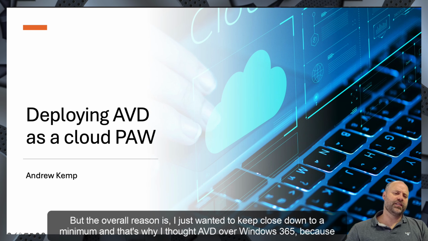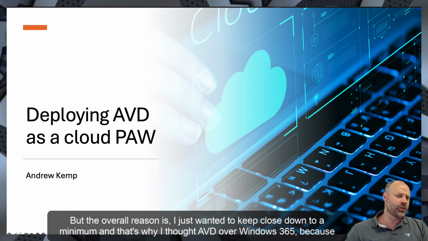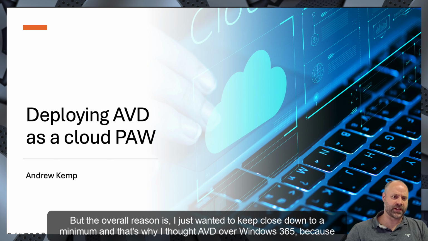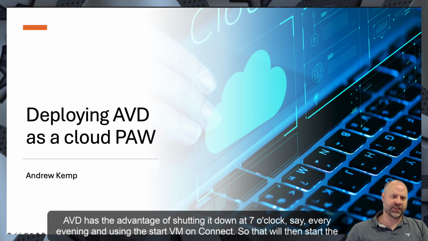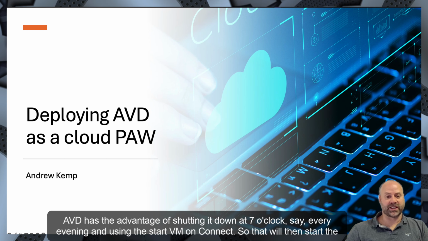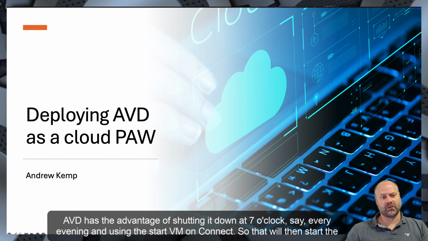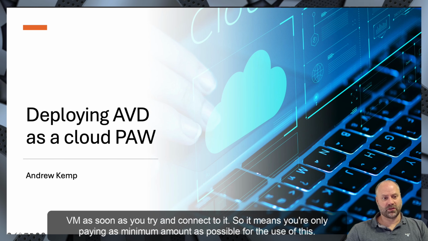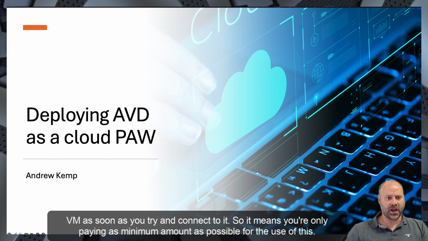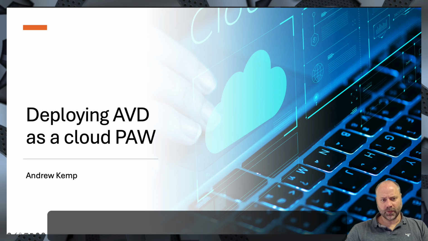But the overall reason is I just wanted to keep costs down to a minimum, and that's why I thought AVD over Windows 365, because AVD has the advantage of shutting it down at 7 o'clock, say, every evening, and using the start VM on connect. So that will then start the VM as soon as you try and connect to it. So it means you're only paying the minimum amount possible for the use of this.